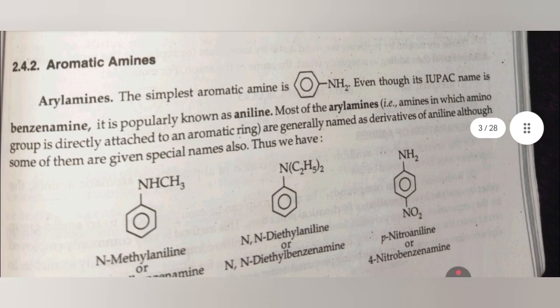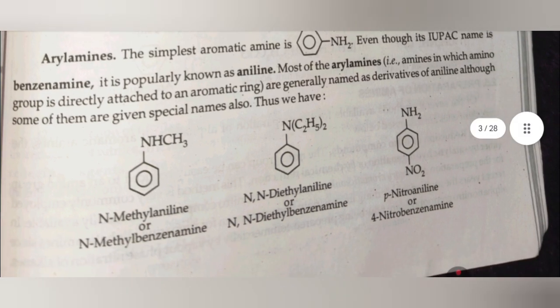Aromatic amines. Arylamine, the simplest aromatic amine, even though its IUPAC name is benzenamine, is probably better known as aniline. Most of the arylamines, in which the amino group is directly attached to the aromatic ring, are generally named as derivatives of aniline, although some of them are given special names, such as N-methylaniline or N-methylbenzenamine. Second is N,N-dimethylaniline or N,N-diethylbenzenamine.